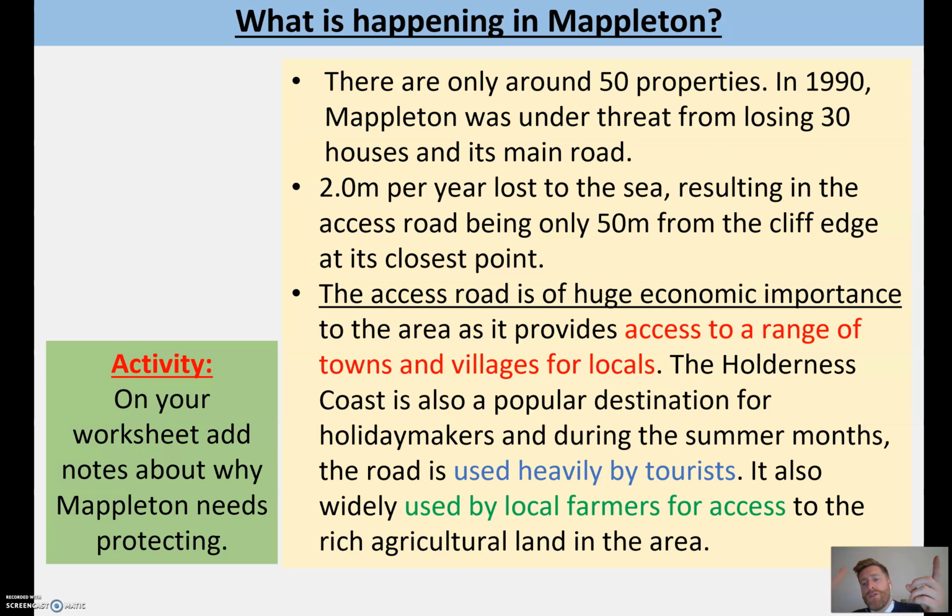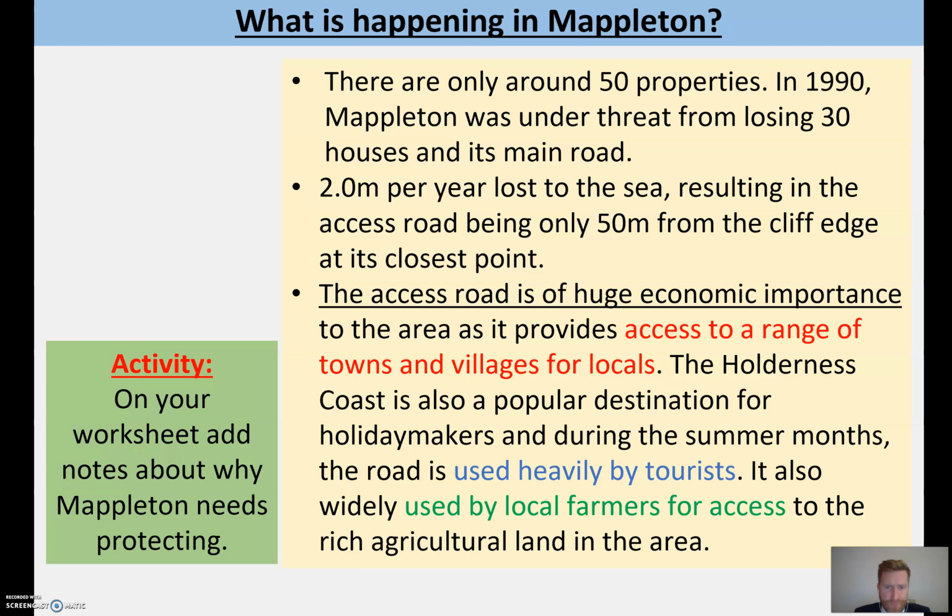So what happened in this village of Mappleton? Mappleton is one of the many villages along the Holderness coastline. There's only around 50 properties there. In 1990 it was under threat from losing 30 houses and its main road. 2 meters was being lost to the sea, and the main access road was only 50 meters away from the cliff edge.